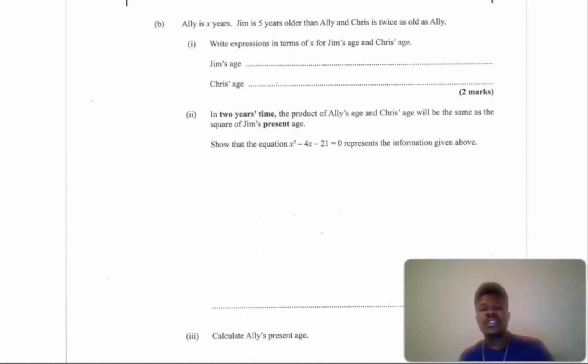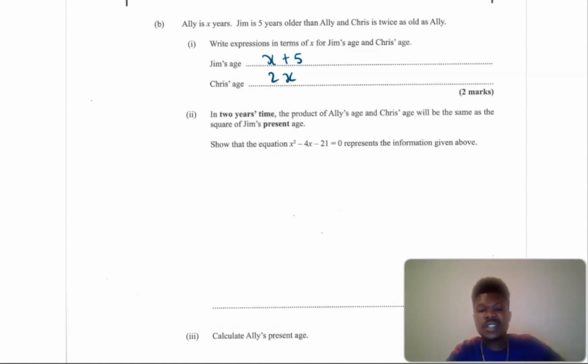Awesome. Now here it says Ali is X years, Jim is 5 years older than Ali, and Chris is twice as old as Ali. Write expressions in terms of X for Jim's age and Chris's age. So first, Jim's age. Now we know Jim is 5 years older than Ali, and Ali is X, so Jim would be X plus 5 years old. Chris is twice as old as Ali, so Chris is 2x years old.